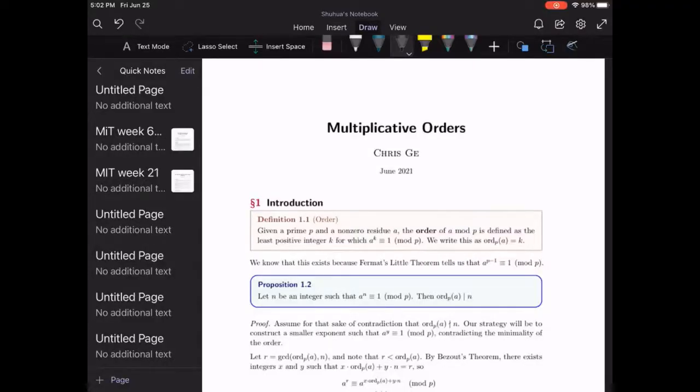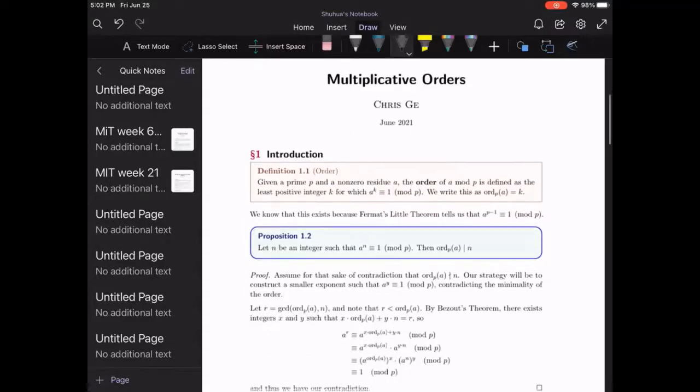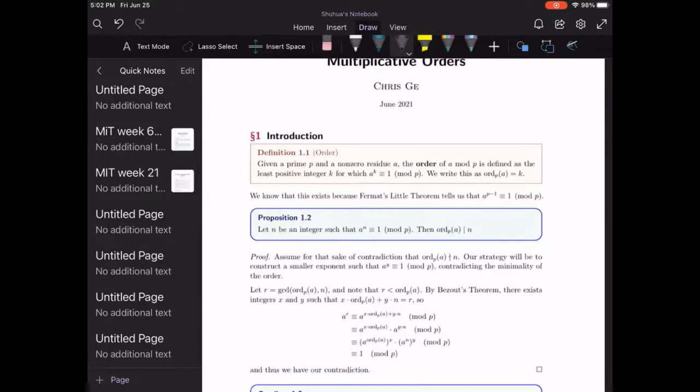So today we'll be talking about multiplicative orders, which is a topic in number theory. Getting straight to the point, given a prime p and a non-zero residue a, the order of a mod p is defined as the least positive integer k for which a to the k is congruent to 1 mod p. This is the definition, so k is the order. For syntax, we write this as order subscript p of a, so order mod p of a.